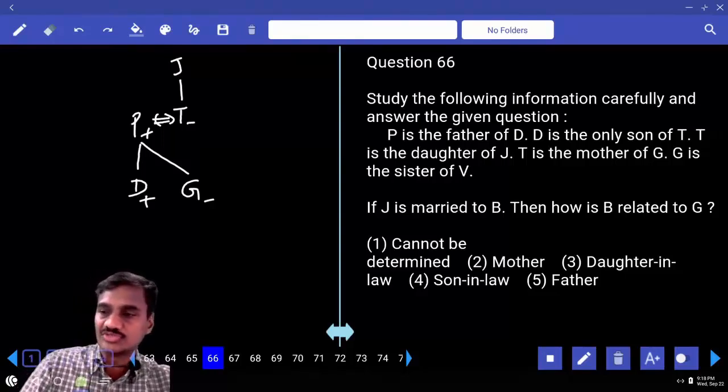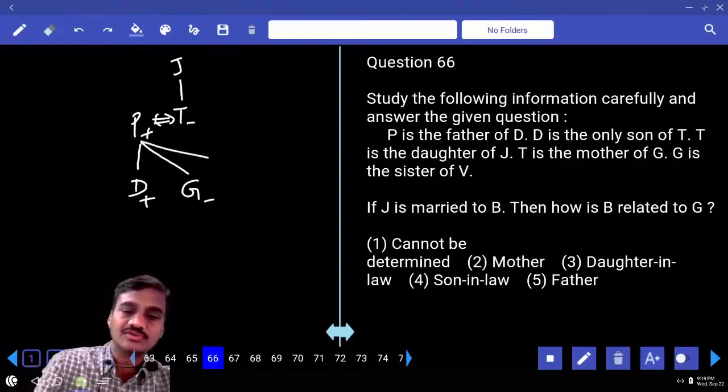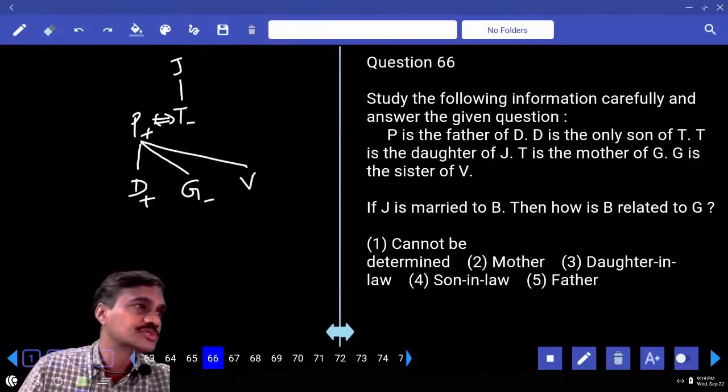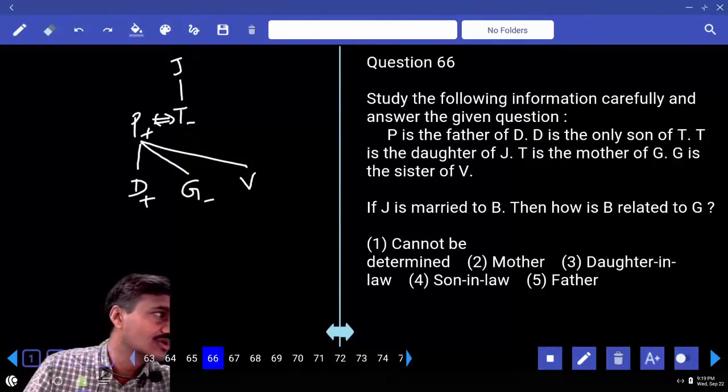And T is the mother of G, G is the sister of V. Now the G is having a sister, G is the sister of V. D, G and V are the children of this P and T. Now this P is having only one son. The remaining 2 persons must be daughters.